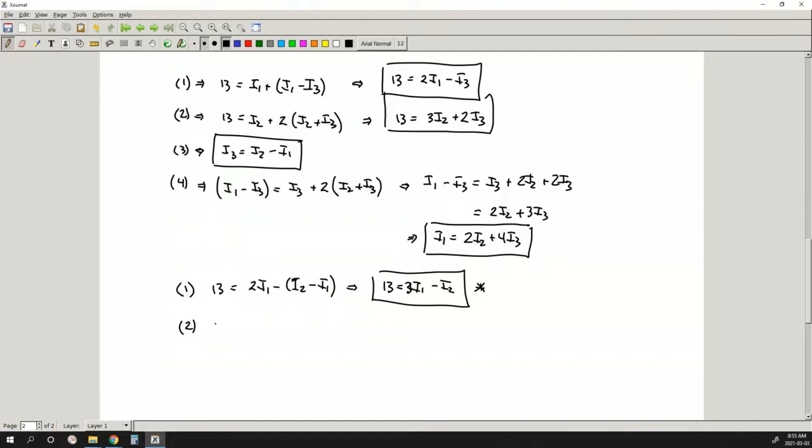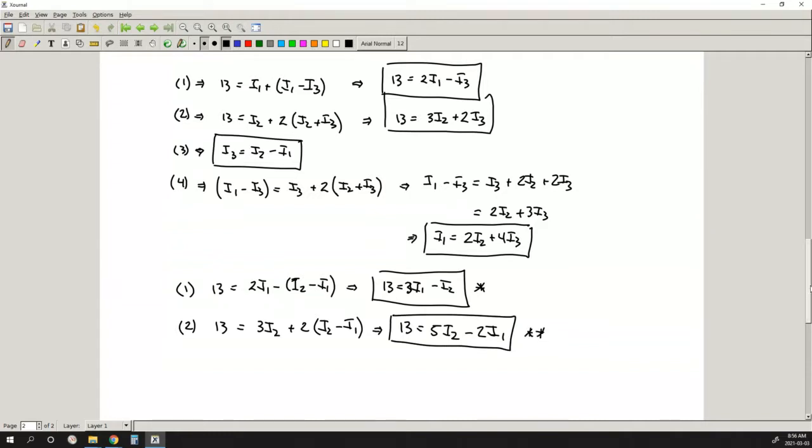Equation 2 is now going to give us 13 equals 3I2 plus 2, and now we have I3, so we're substituting in for I3. That's I2 minus I1. We can clean that up. We get 13 equals 5I2 minus 2I1. Okay, call that equation double star.